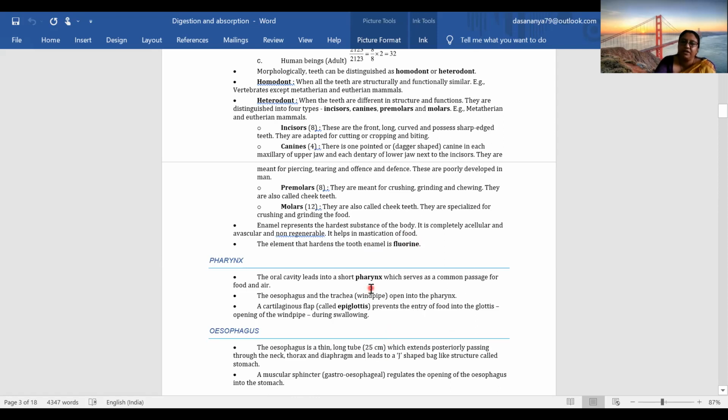So the next part that we are going to see is the pharynx. Pharynx is a small cavity which is actually connecting the mouth passage as well as the nasal passage. Pharynx ends up into 2 pipes. One is the food pipe. So if you see, this is pharynx. It is having 2 pipes coming out of it. Okay, one is the food pipe and another one is the wind pipe.